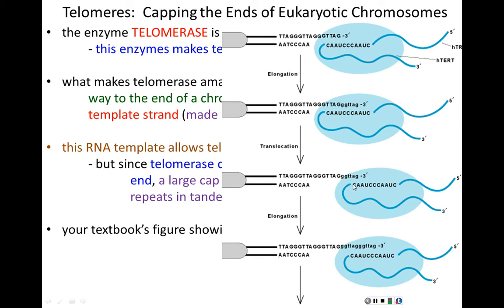But what's critically important here is more the fact that we are creating a very long and large cap on the end of the DNA chromosome that cannot and will not be shortened with rounds of replication, because telomerase is able to synthesize that DNA to its very end using its own template molecule.